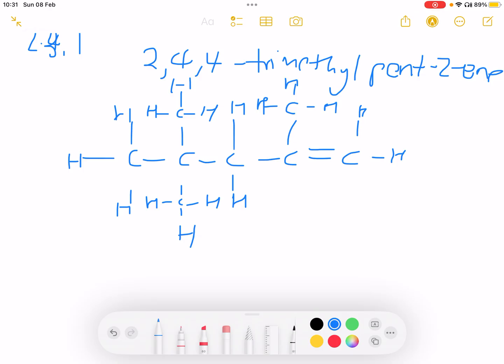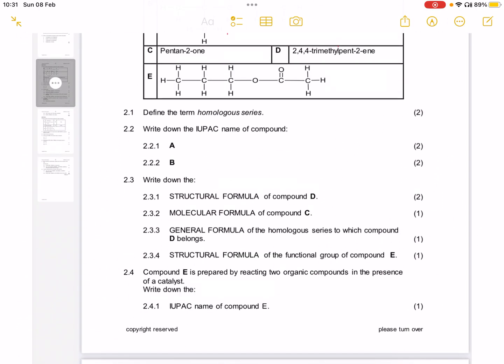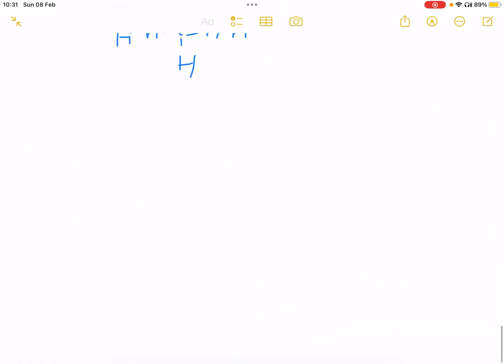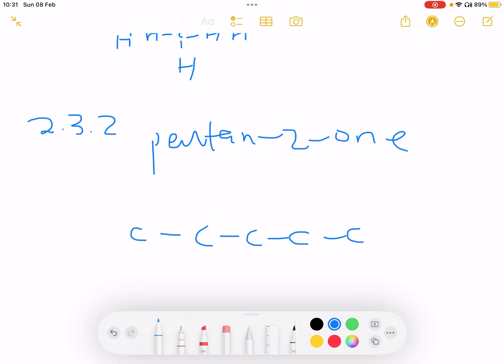Okay, now we look at 2.3.2, molecular formula of compound C, pentan-2-one. Now that is 1, 2, 3, 4, 5. And at carbon number 2, we find the carbonyl, and we're looking for the molecular formula. So we'll have to do counting here.